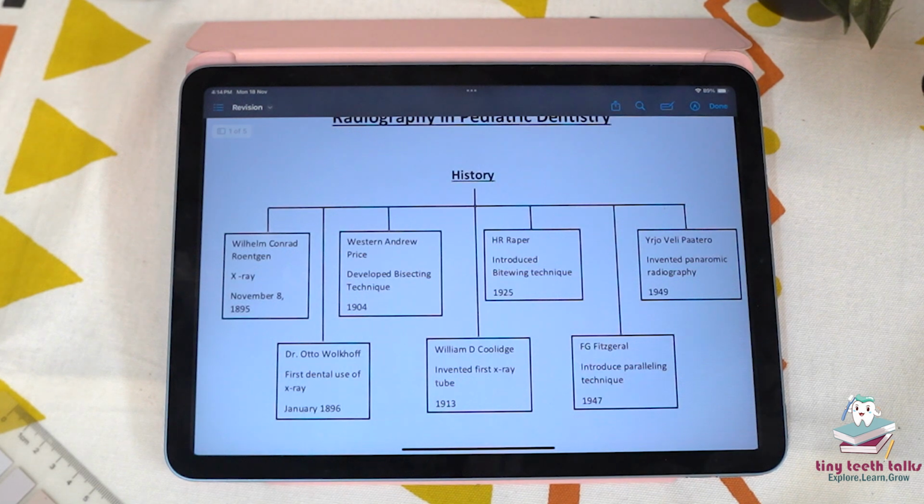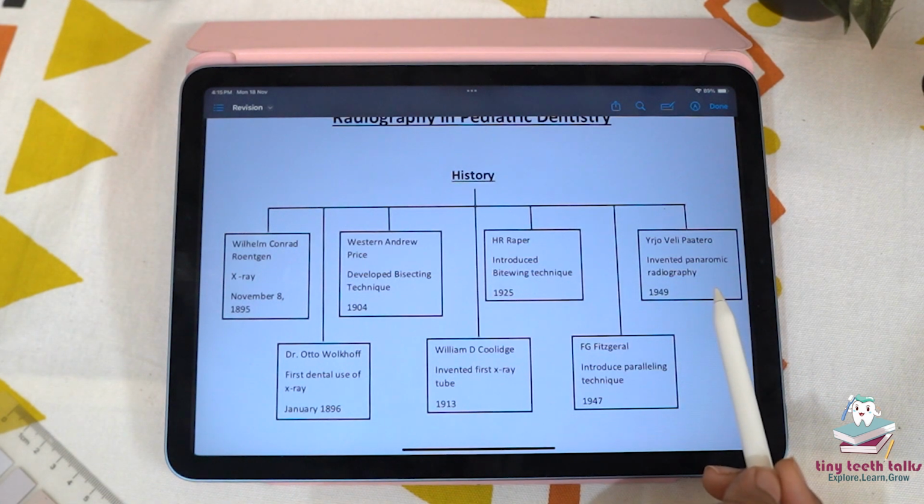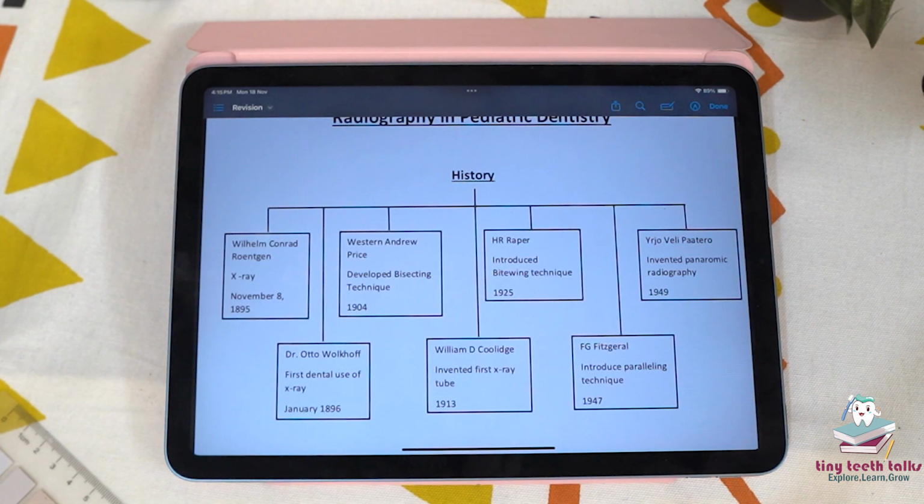It all starts with the history. X-ray was discovered in November 1895 by William Conrad Roentgen by exposing his wife Bertha's hand with a 15-minute exposure time. Other inventions: Dr. Otto Walkhoff in January 1896 made the first dental use of X-ray. Then Western Enterprise developed the bisecting technique in 1904. William D. Coolidge invented the first X-ray tube in 1913. H.R. Raper introduced the biting technique in 1925. F.G. Fitzgerald introduced the paralleling technique in 1947, and Yrjö Paatero invented panoramic radiography in 1949, and other inventions.